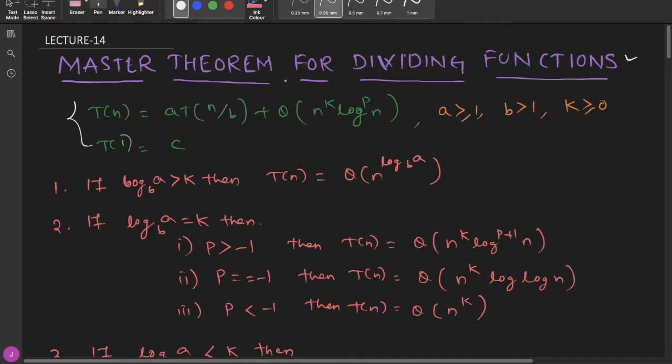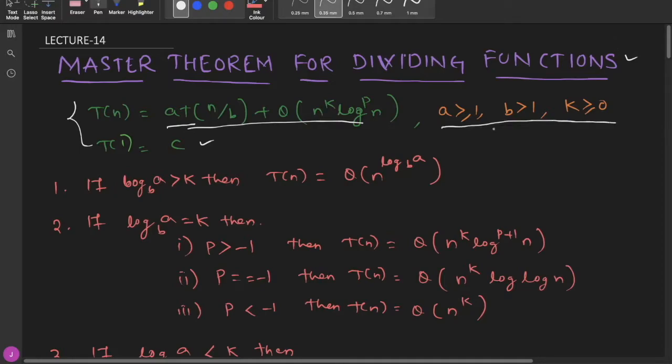We have seen the recurrence relation. This is the base case: for T of 1, this is a constant value, and for other values of n the recurrence relation is T of n equals a into T of n by b plus theta of n power k log n power p. This is the format you need to remember. You have to map it with each and every question that will be given. This is a very important topic in accordance to GATE.